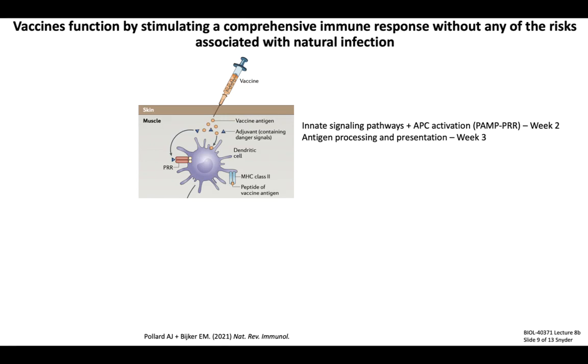Understanding the mechanism of action of vaccines requires us to apply what we've learned so far in this course about different components of an immune response, like we looked at in our last lecture. Our understanding of the mechanisms of immune memory formation allows us to therapeutically manipulate that immune response to our benefit, in this case by stimulating an immune memory response without any of the risks associated with natural infection.